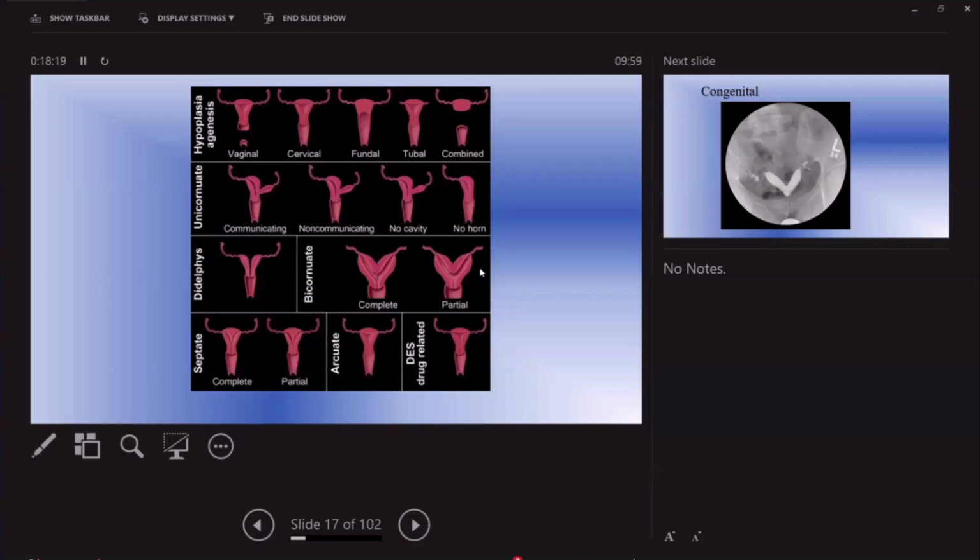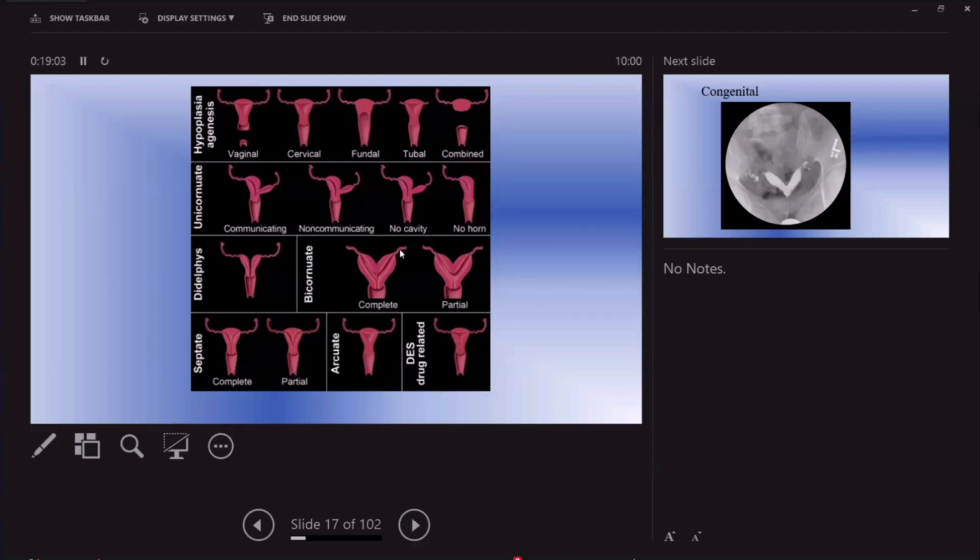Your next step, I have 2 separate endometrial cavities. So how can I differentiate? The only way to differentiate, as I told you before, is the presence of communication between the 2 endometrial cavities. So if I have communication between the 2 endometrial cavities, I am dealing with a bicornuate uterus. If I have completely 2 separate horns with 2 separate endometrial cavities and they are both opening into a single cervix or 2 cervices, then I am dealing with a didelphys uterus.